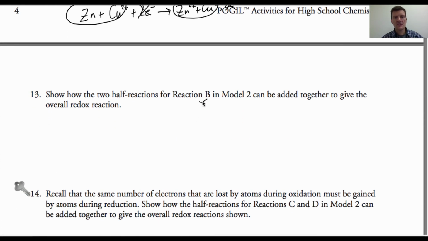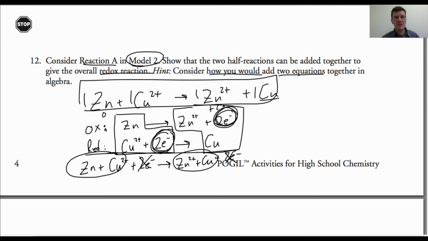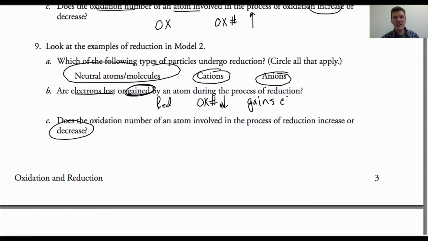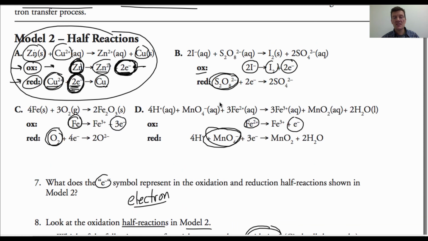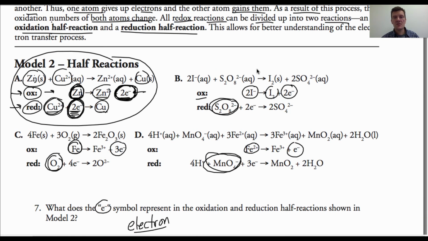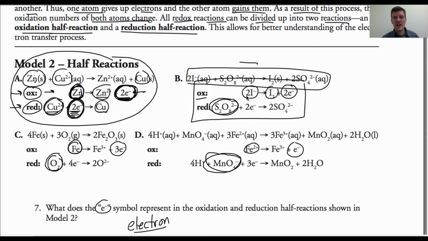So let's look at B then. B is going to be a little more involved, and we can see how making sure that we get the correct transfer of electrons, the number, is going to help us balance this. So let's take this one right here. We already have the reaction here, and it's been broken into the half reactions for us.